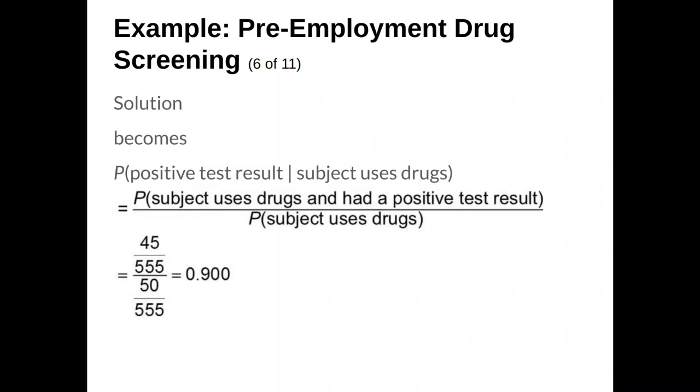So if you wanted to do this by hand, I mean, most of us are just going to grab a calculator, and that's fine. But doing this by hand, we'd get 45 over 555 times 555 over 50. Now, the two 555s are going to cancel each other out, and we're left with 45 over 50, which is just what we had from the intuitive way.